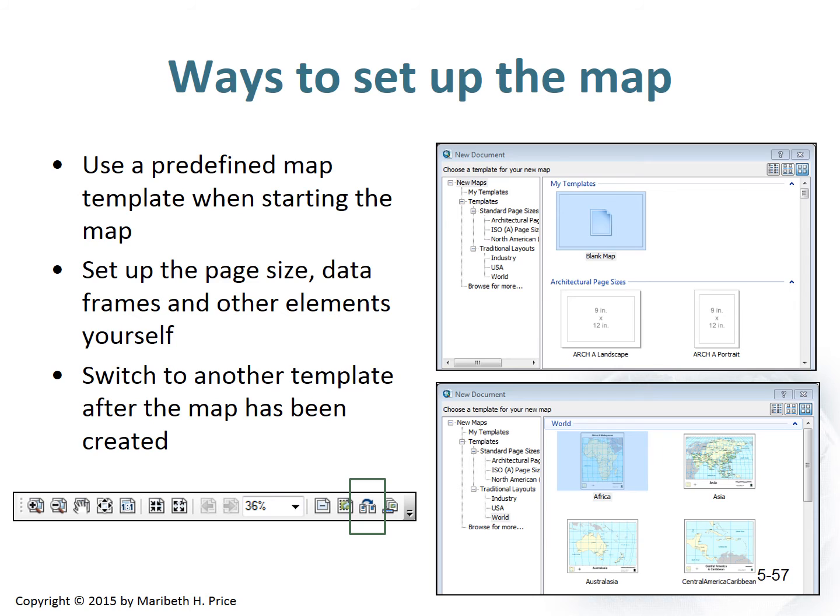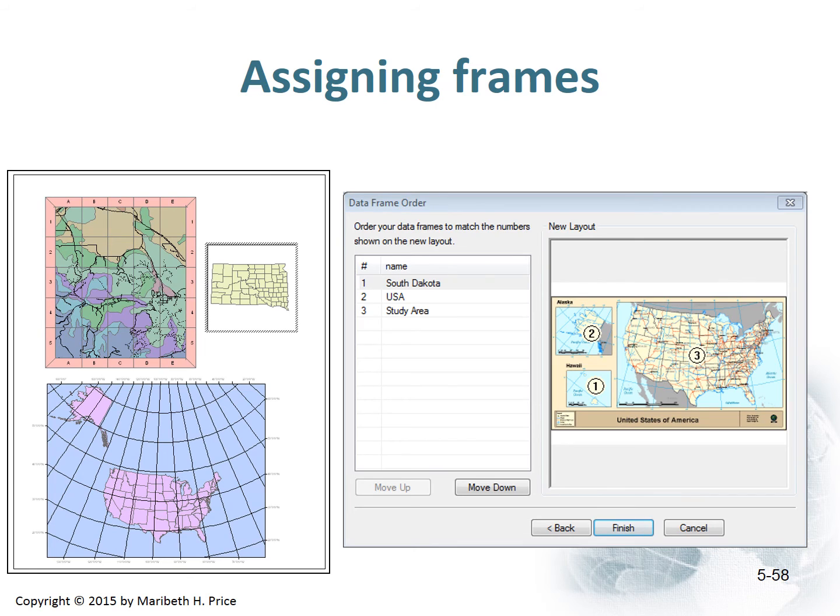So there are lots of ways you can set up a map. You can use a predefined map template when you're starting, or you can use a blank map. There are lots of different ones, and you can switch to another template after a map has been created as well. You can then assign your various data frames to the various frames that you have listed on your map layout.